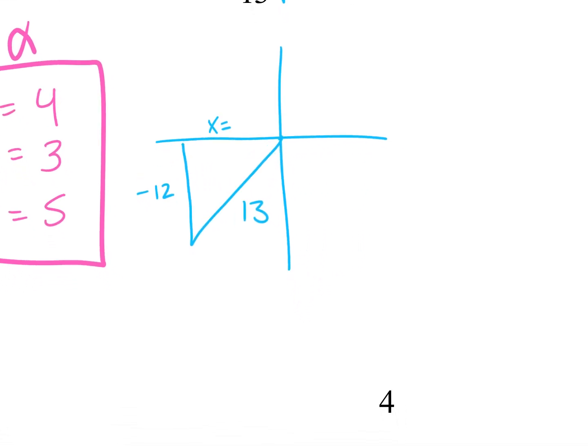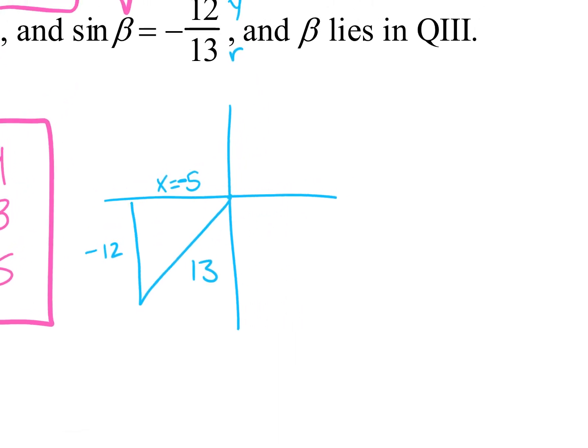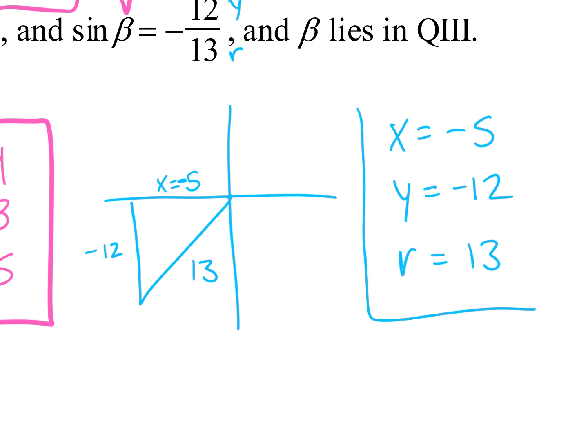Here we have another Pythagorean triple. So what's x going to be? 5. Positive 5 or negative 5? How did we know it's negative 5? Because it goes to the left in the negative direction, and it's in quadrant 3. So x is equal to negative 5, y is equal to negative 12, and r is 13. So this is all of our important information for beta.